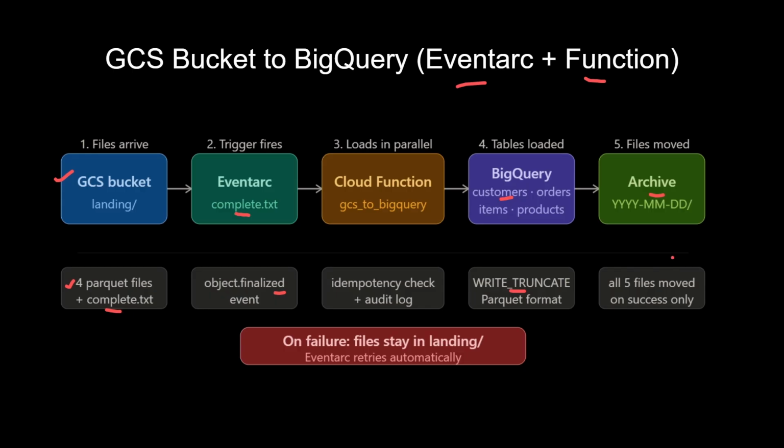Finally, the function archives all the files to the archive directory. If anything fails, nothing gets archived. Failed files stay where they are and EventArc automatically retries.